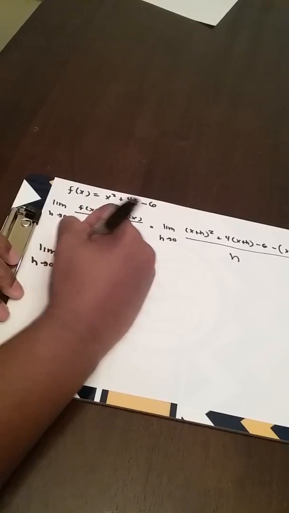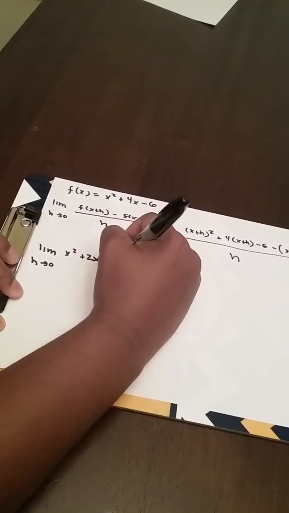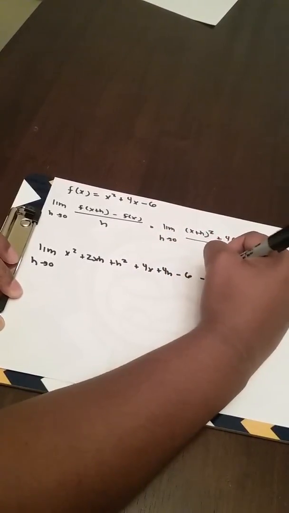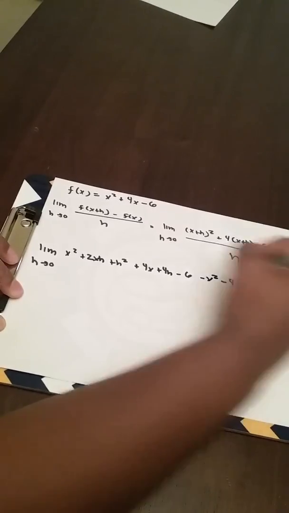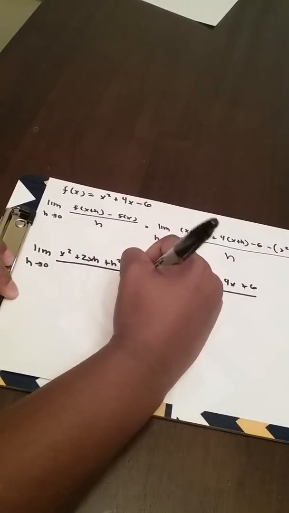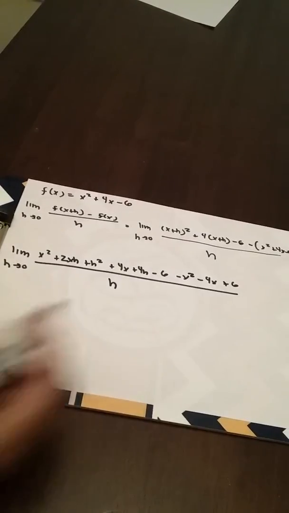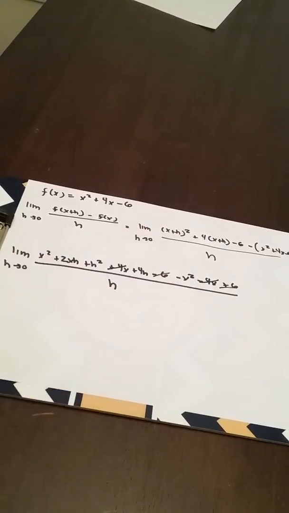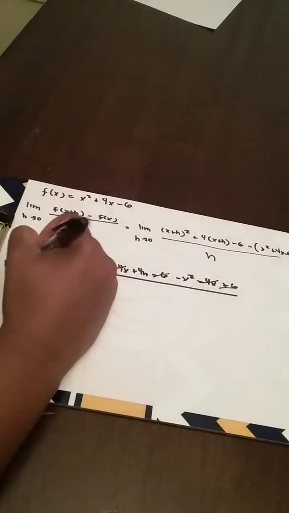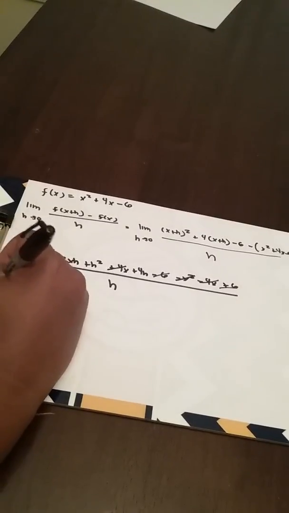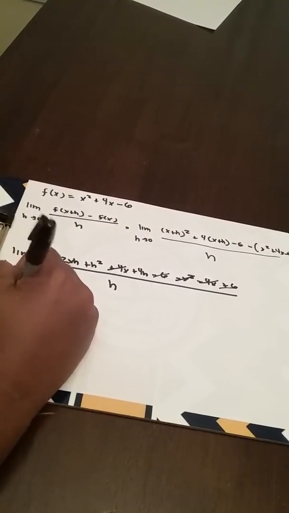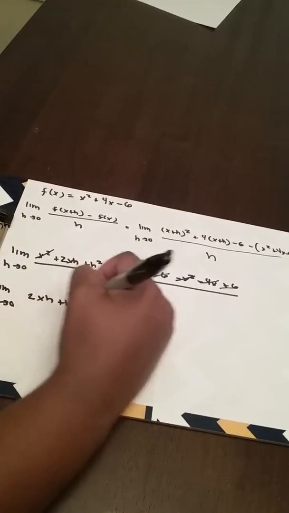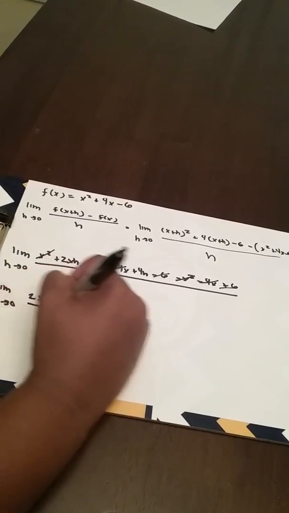So this is x squared plus 2xh plus h squared plus 4x plus 4h minus 6 minus x squared minus 4h plus 6, all over h. So now we can start canceling things out again. Our negative 6 are going to cancel. Negative 4x, positive 4x, and our x squareds will cancel. So we're left with the limit as h approaches 0 of 2xh plus h squared plus 4h over h.